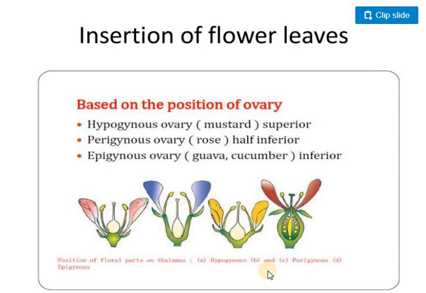I hope it's clear what is hypogyny, what is perigyny, and what is epigyny. These characteristic features are very significant because all these are characters for determining the systematic position of a plant. Whenever we get an unknown plant, by assessing the characteristic features of that flower, especially morphological characters, we give it a systematic position. And when we do that, the position of the ovary is a key point. So it's very, very important.